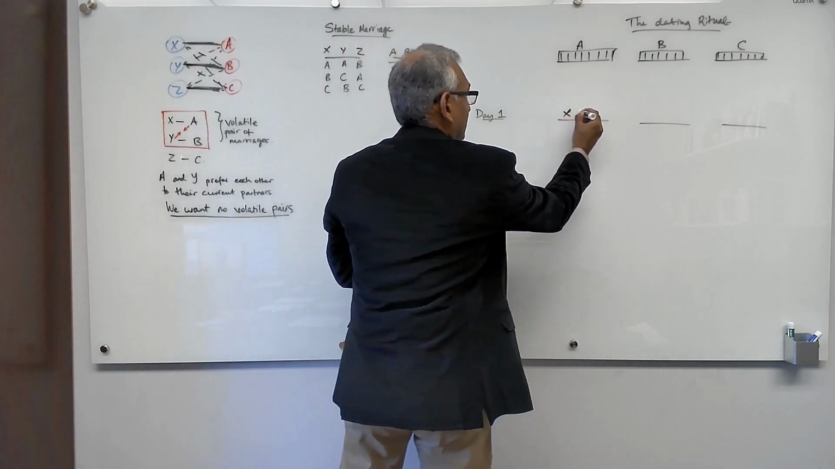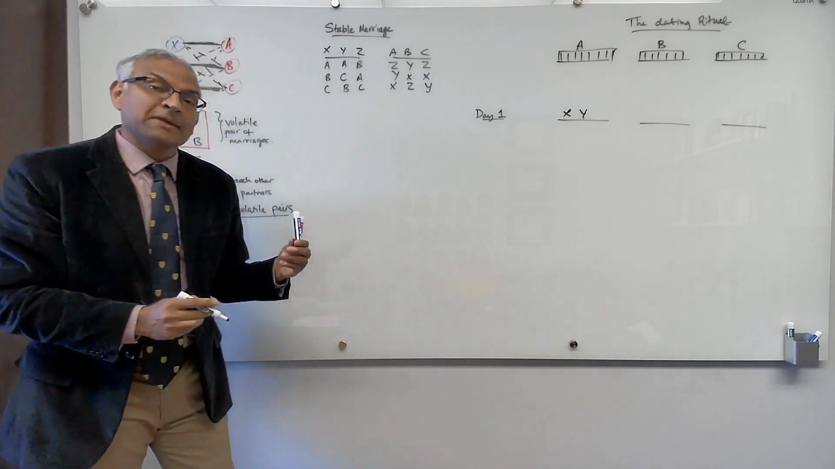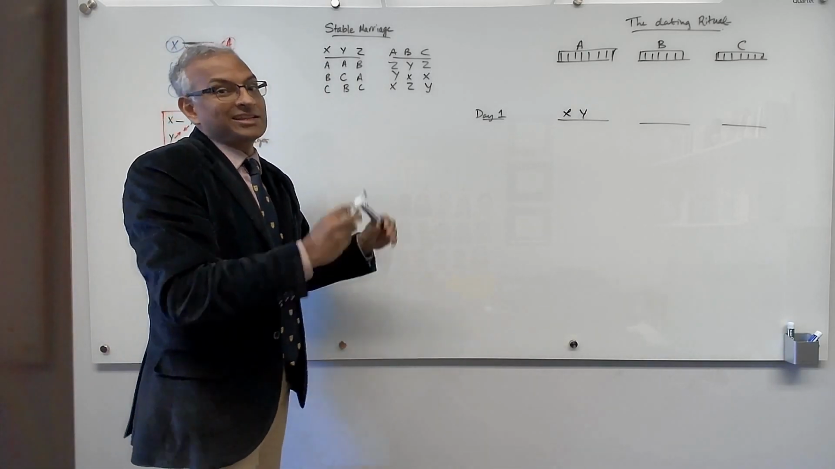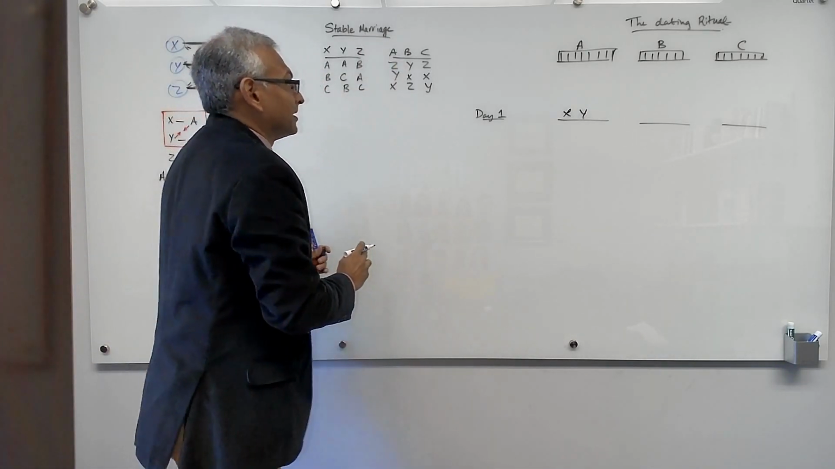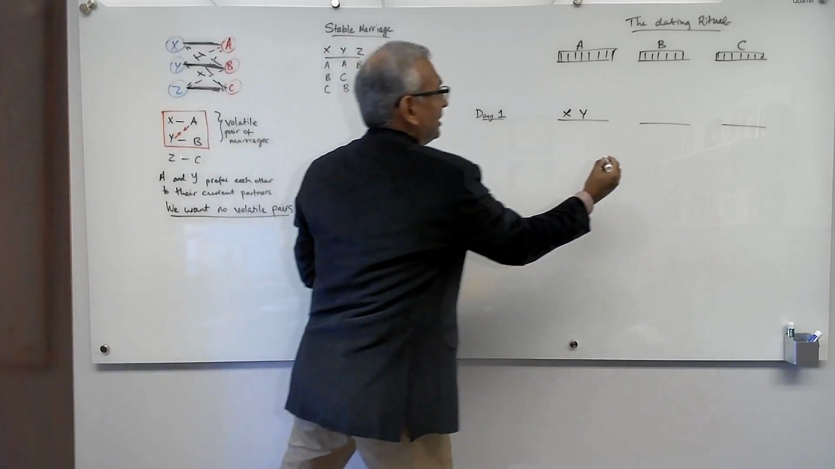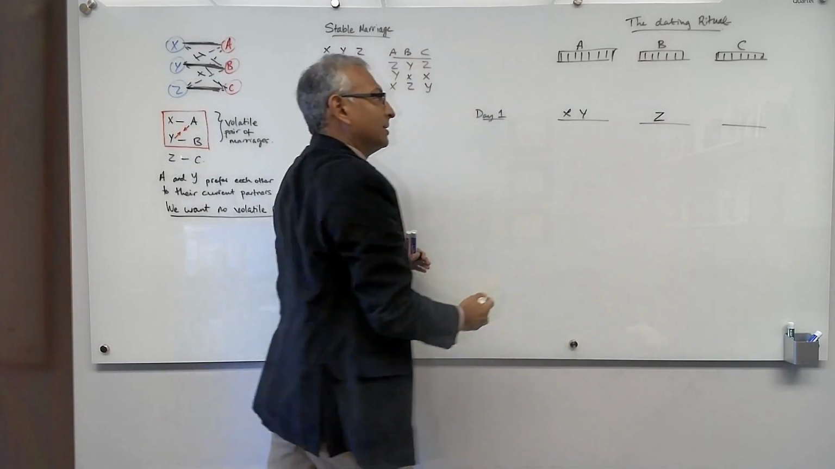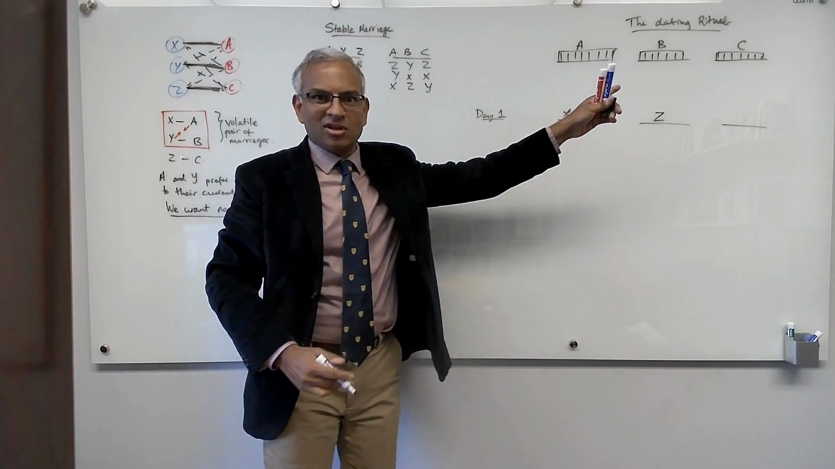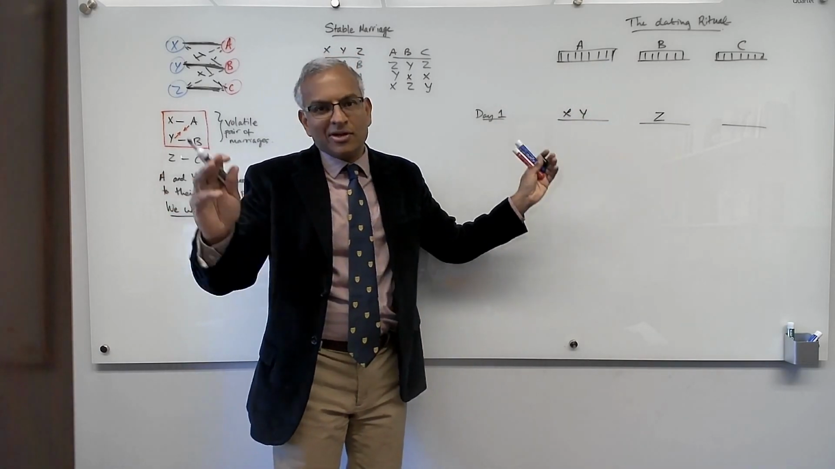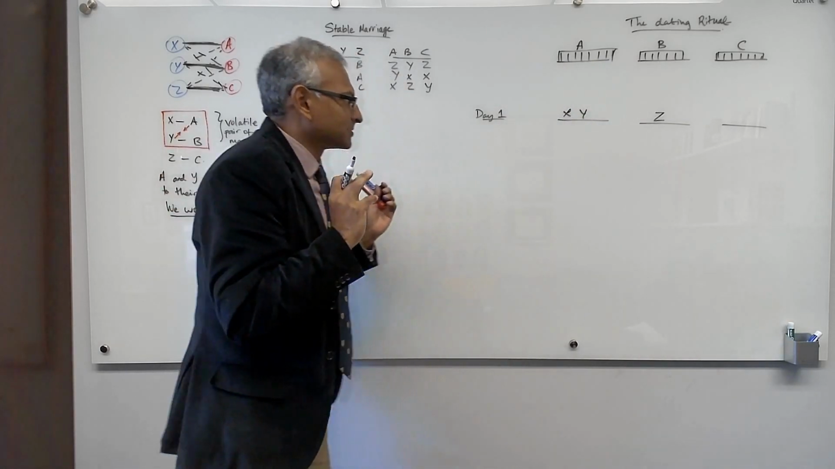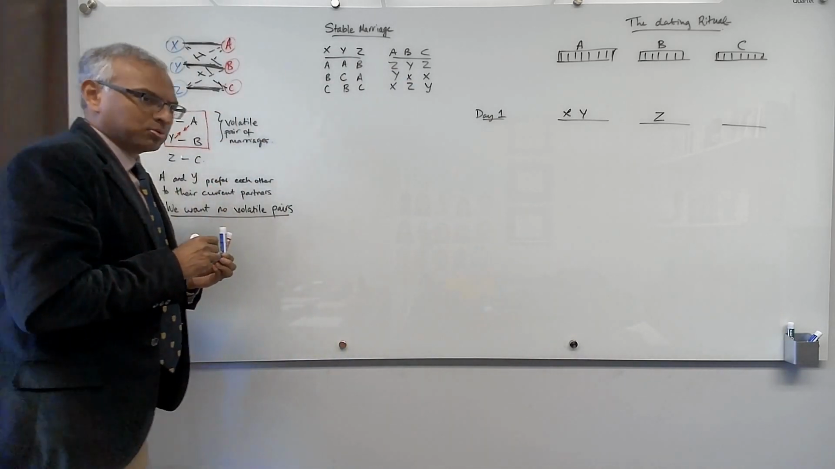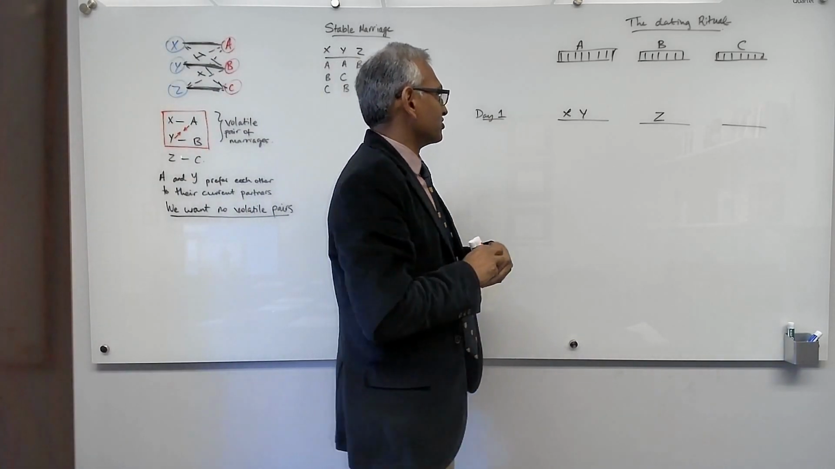So X and Y are both there trying to woo A. Maybe they get into a fight or something. Who knows? But let's assume they read poetry. And then Z goes and woos B. So Z is wooing B. And what happens to C? C is all alone on the balcony. Might as well just go and do Fox homework or something. So C is all alone on day one. Poor C. No wooing going on for C.